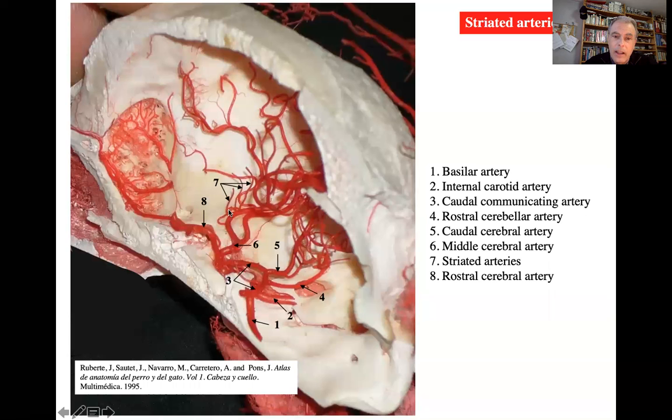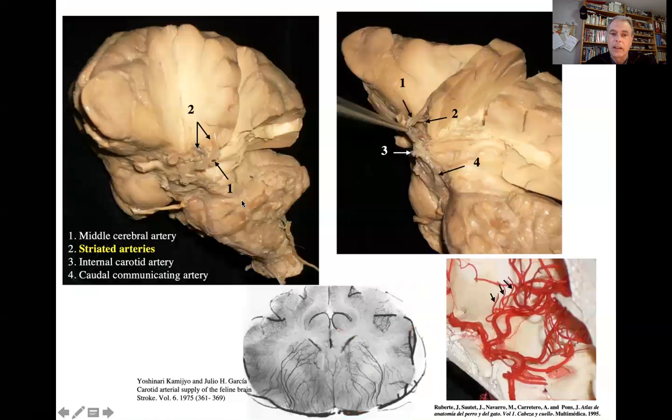So these are the striated arteries, okay? These are arteries that branch off from the rostral branch of the middle cerebral artery. And also we can identify them on the dissections. These ones here. Here I have cut part of the cerebral hemispheres and I left a slice of the cerebral hemisphere. And as you see from the middle cerebral artery, these arteries that branch off, and also you see them here. Okay, this is a very nice paper from these guys, in which they show the striated arteries.